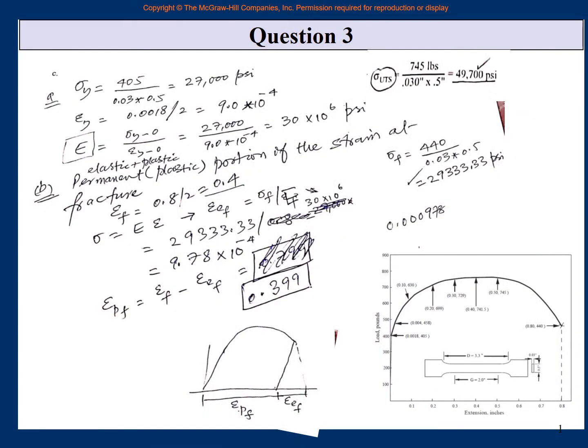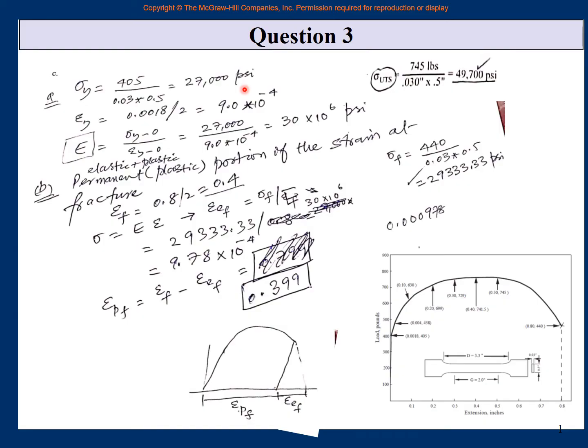We have already discussed the details of the question and the details of the graph. So let us start solving it now. For the yield strength, yield stress, from here you find the value to be 405 of the load or the force. So force divided by area, 0.03 into 0.5, right? So this is the yield stress, 27,000 psi.